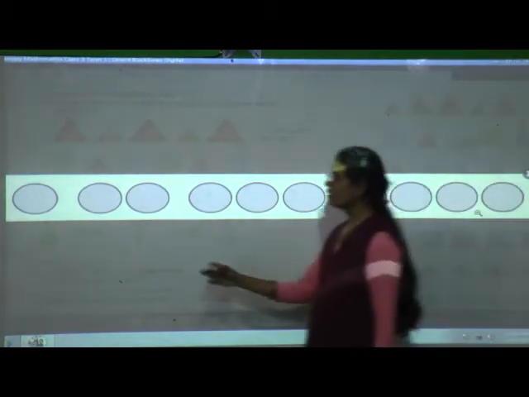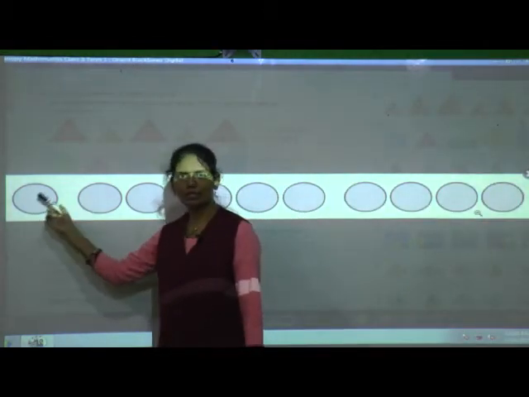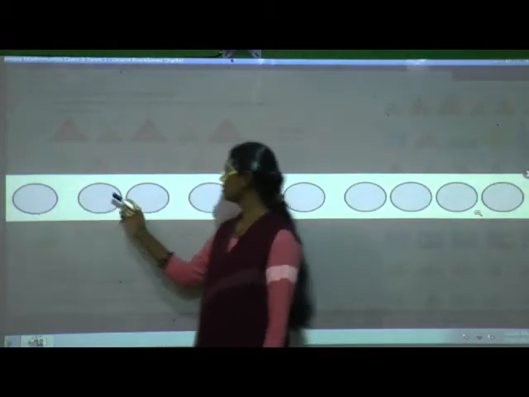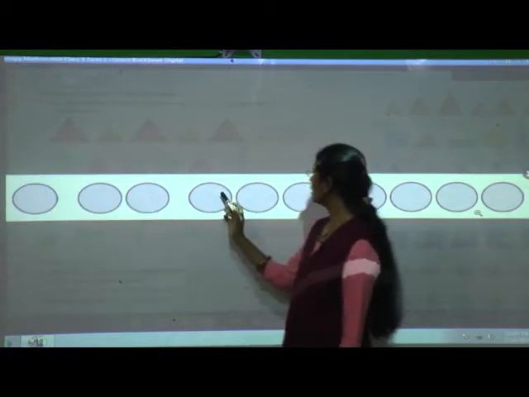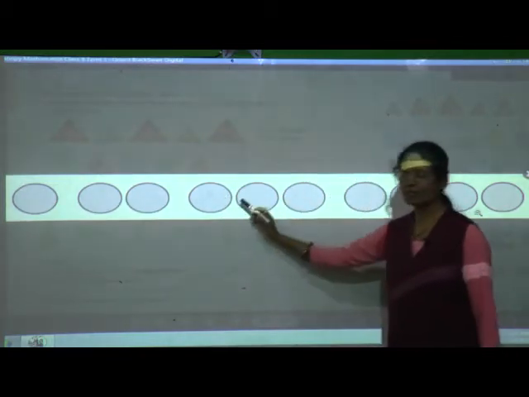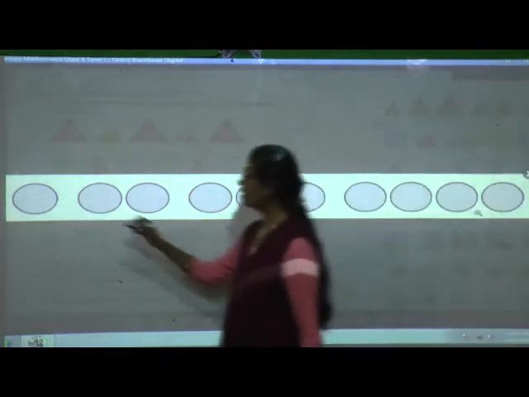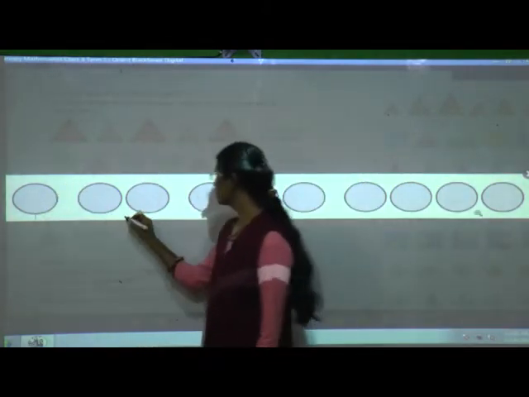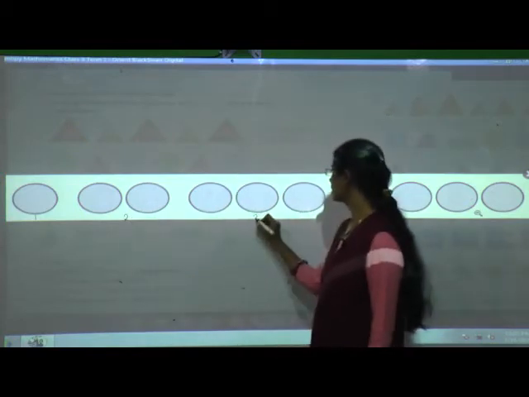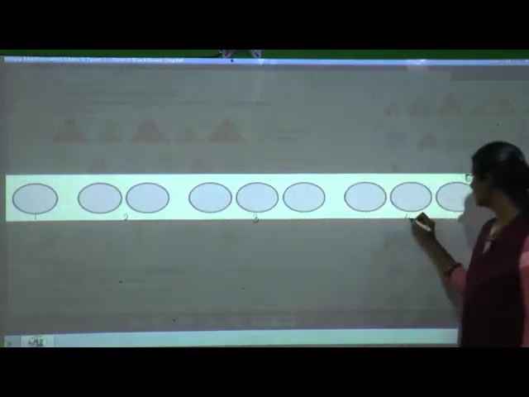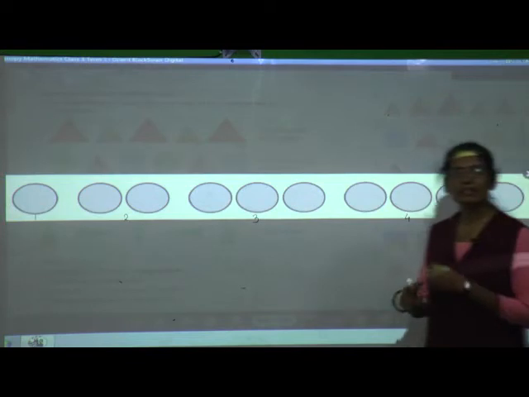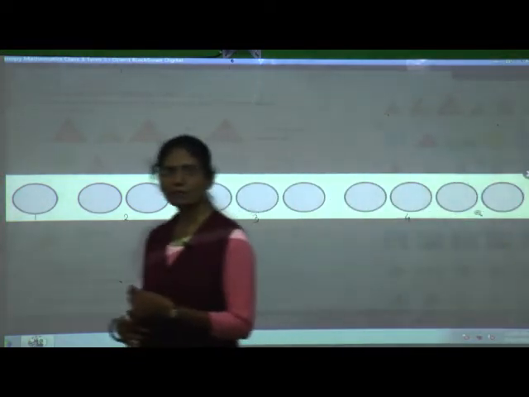Now here we can see only one circle is there, isn't it? Then here 2, then again 1, 2, 3 circles are there. Then 1, 2, 3, 4. Means see here 1, 2 circles are there. Then here 3 circles, and here 4. Means by increasing the number of shapes also we can make a pattern.